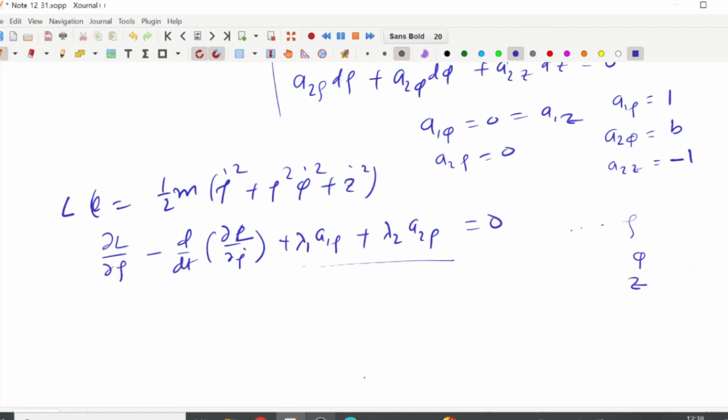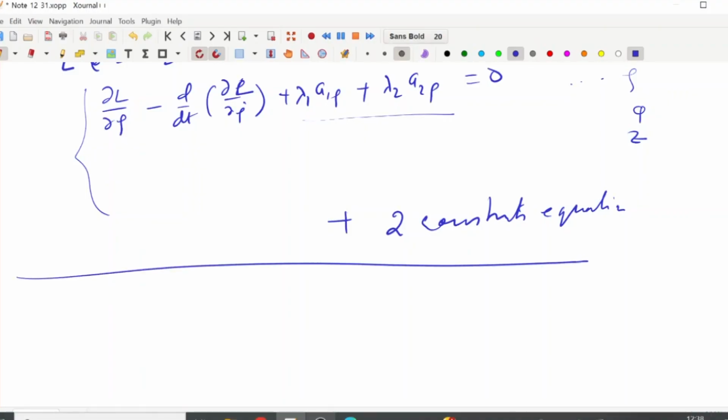So, these 3 equations plus 2 constraint equations will give you the solution for rho, phi, z, and lambda 1, lambda 2. So, 5 variables and 5 equations you can find. Okay. So, I hope this problem is clear to you. So, let us move to the Hamiltonian formulation.